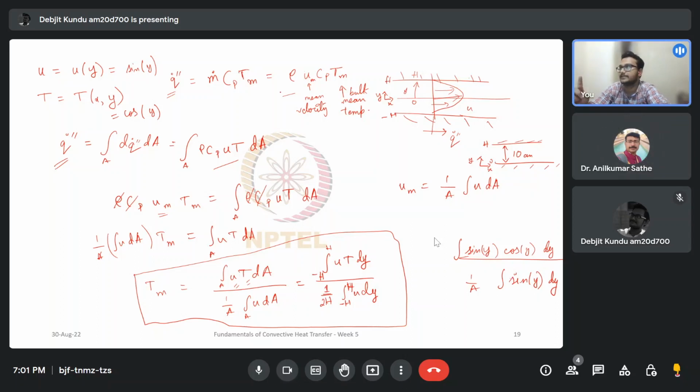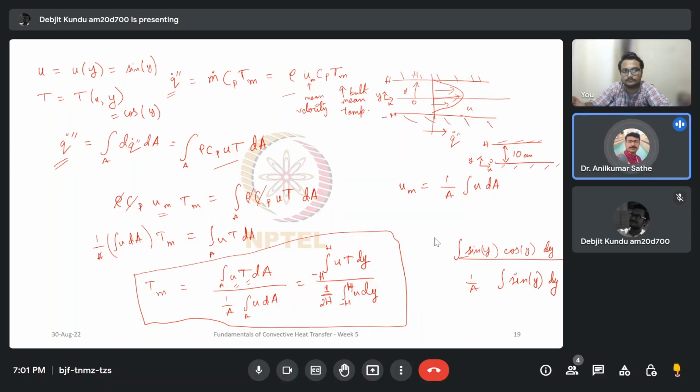And why do we take this origin in between? The reason is that from 0 to h and 0 to minus h, these profiles are symmetric, so it simplifies our math. Okay, anything else? Any other question?